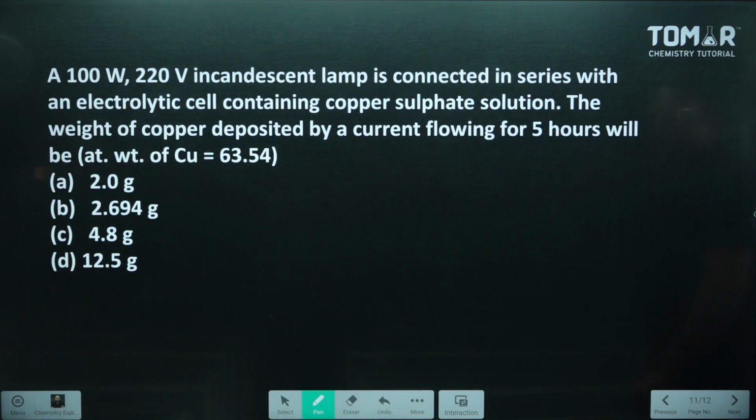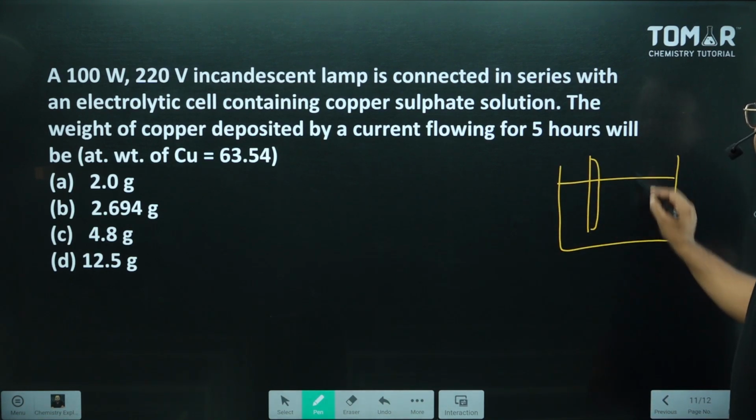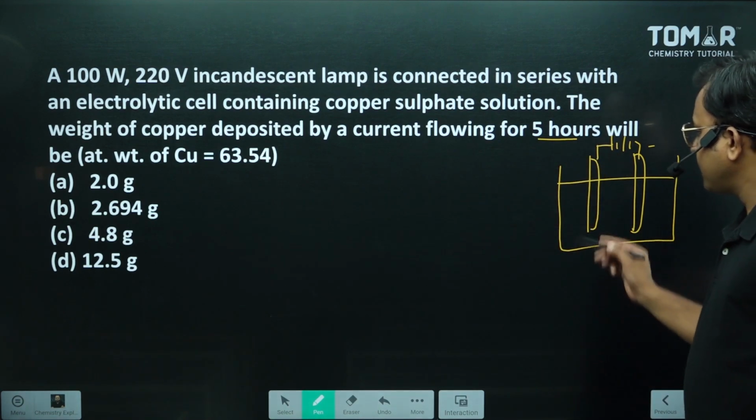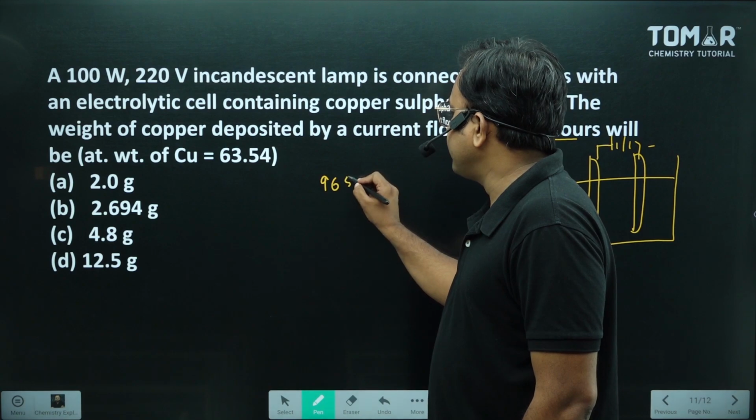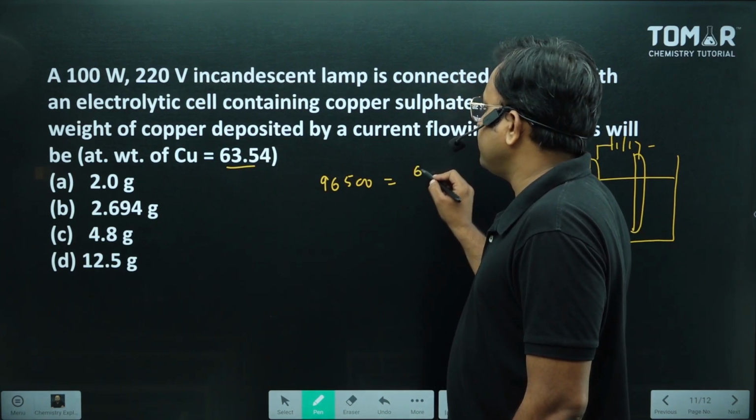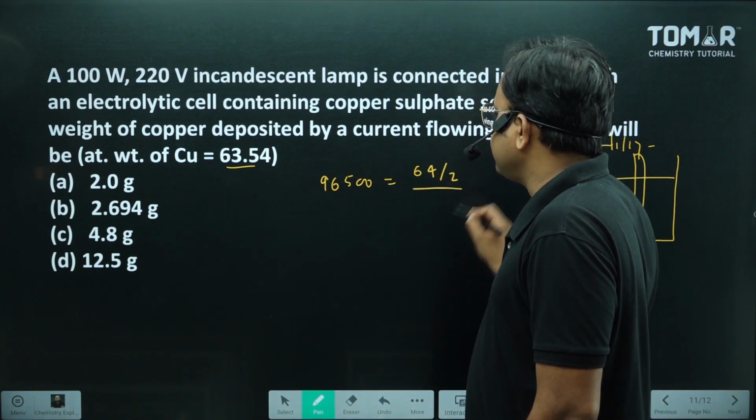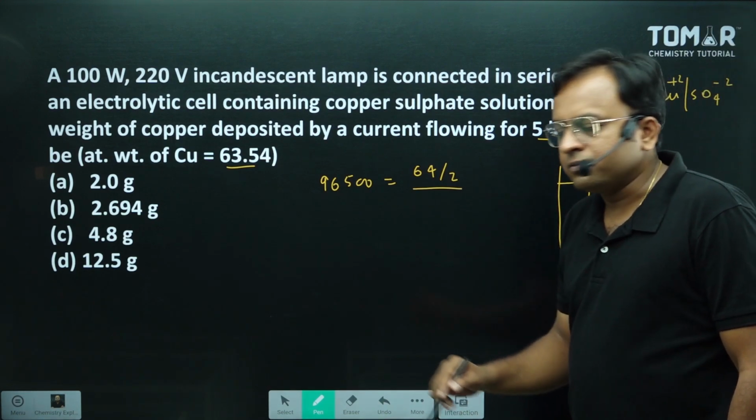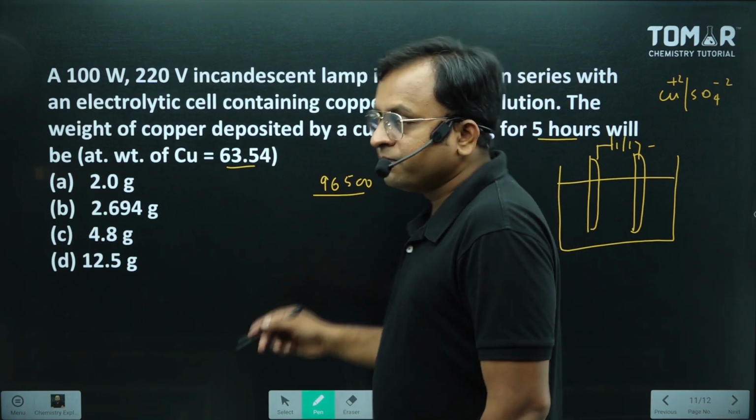Next question. A 100 watt 220 volt lamp is connected in series with an electrolytic cell containing copper sulfate solution. So we have copper sulfate solution here and passing electricity, find the weight of copper deposited in 5 hours. 1 farad electricity is 96500, equivalent weight of copper is 63.5. Take it 64 for calculation, 64 by 2, because sulfate is minus 2 and copper is plus 2, so the valency factor is 2.